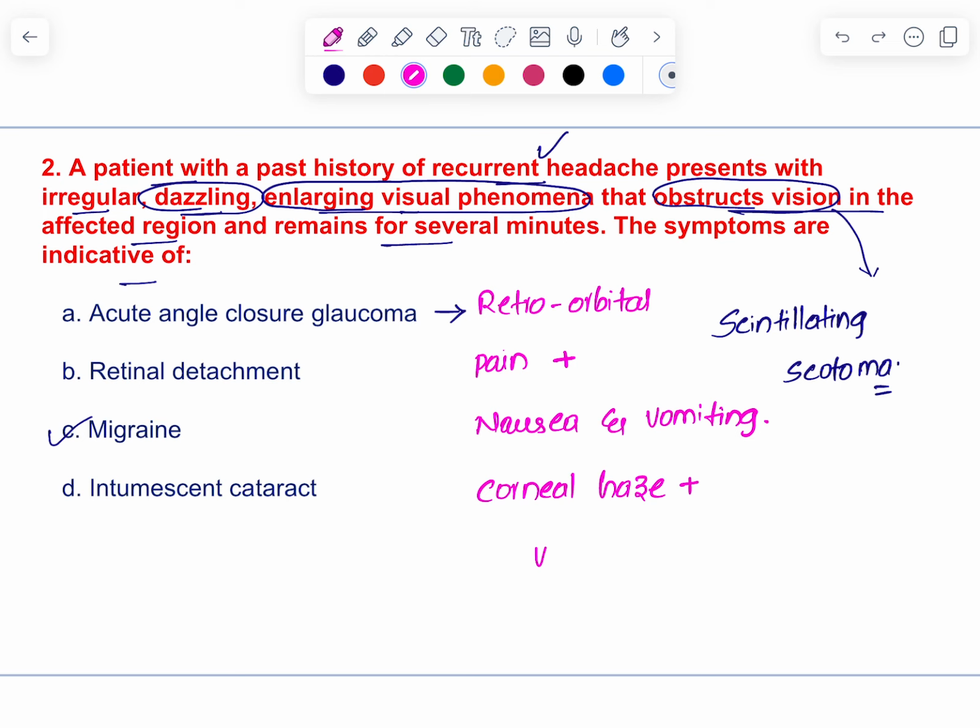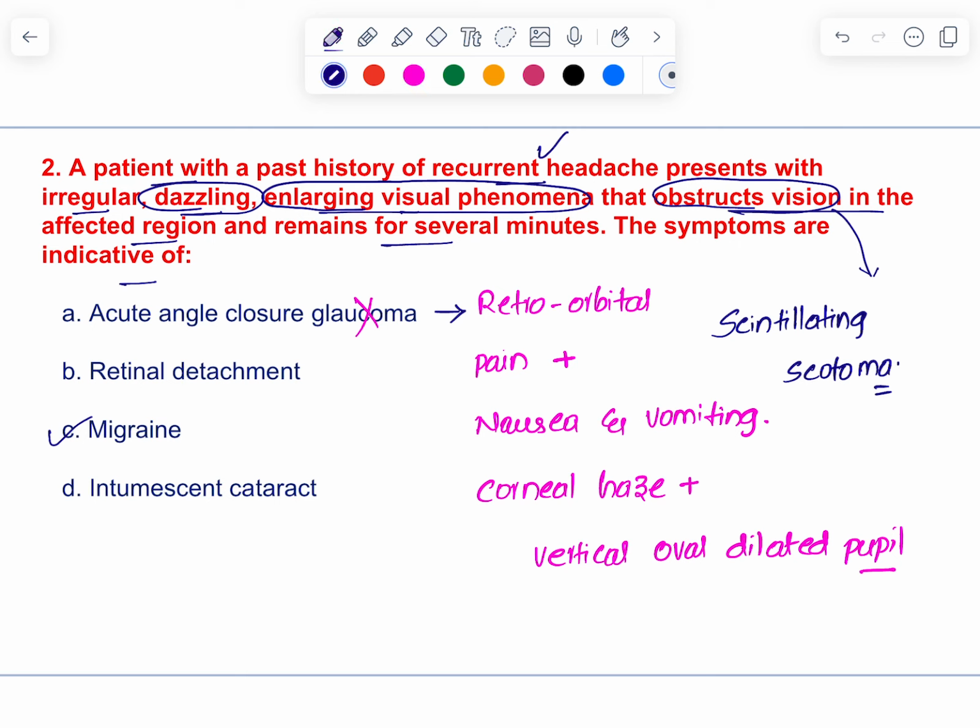right, there will be vertical oval dilated pupil, right, vertical oval dilated pupil. But in the question which has been given to you, this point of vertical oval dilated pupil is not given. So your angle closure glaucoma is ruled out.